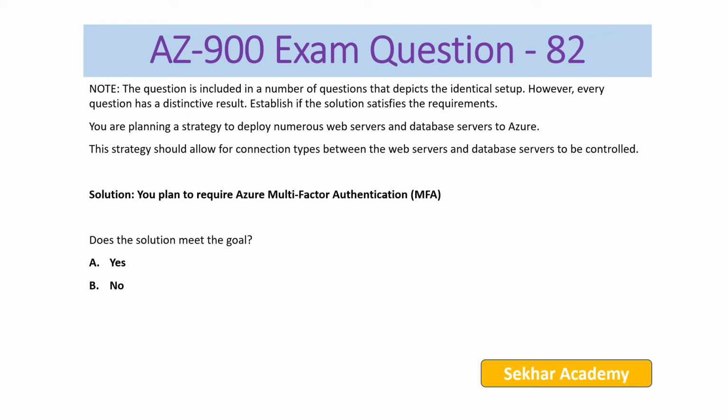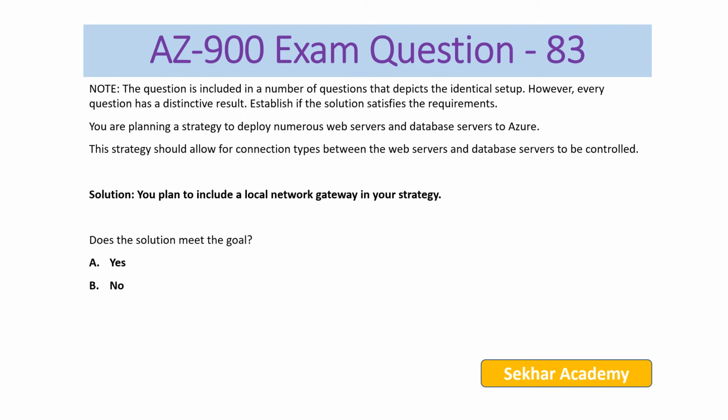So does the solution meet the goal? Multi-factor authentication is a process in which users are prompted during the sign-in process for an additional form of identification, such as a code on their cell phone or a fingerprint scan. So this is not used for controlling connection types, right? So the answer is option B, no.